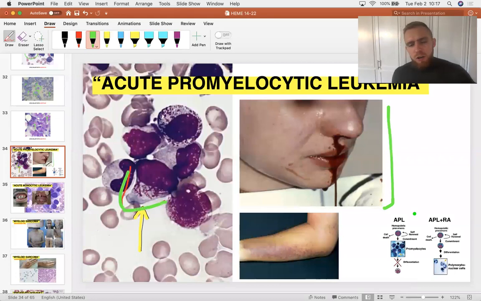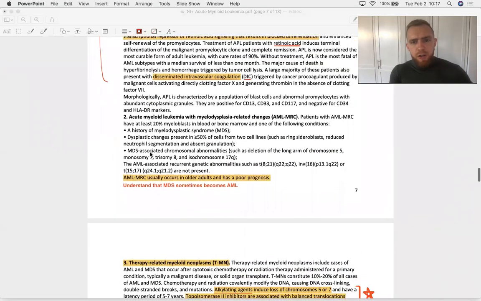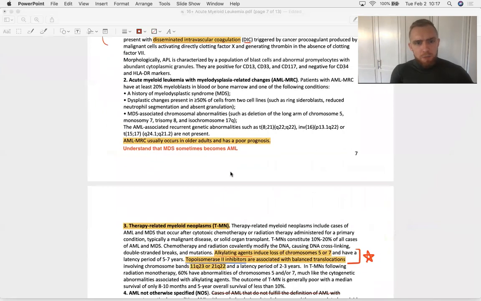Again, patients are going to be all out of factors, all out of platelets. They're going to have clots everywhere, but they will also be bleeding out of just about every orifice of their body and into the GI tract as well. You commonly see purpura or a petechial rash in these patients because they're also all out of platelets. It's APL, got to recognize that. 15;17 translocation, retinoic acid receptor.